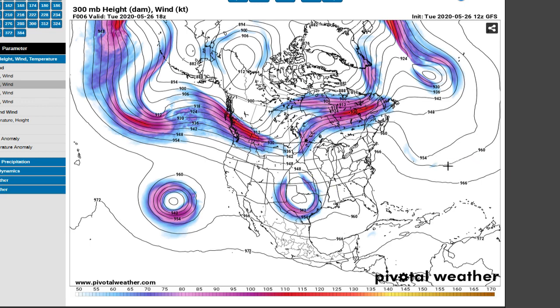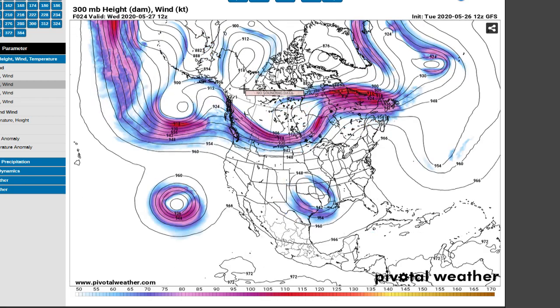Let's take a quick look at, I should probably point out this jet here. That's probably like a segment of the polar front jet. We can kind of consider it that. And we'll take a quick look at what's expected over the next few days.